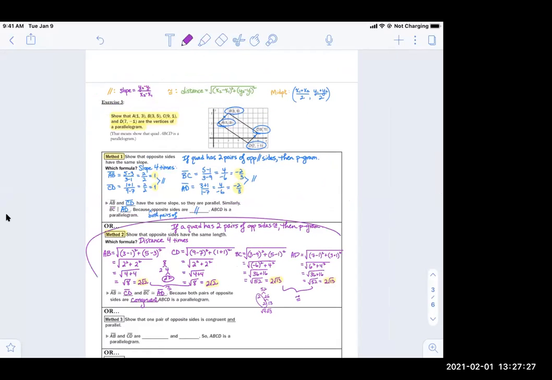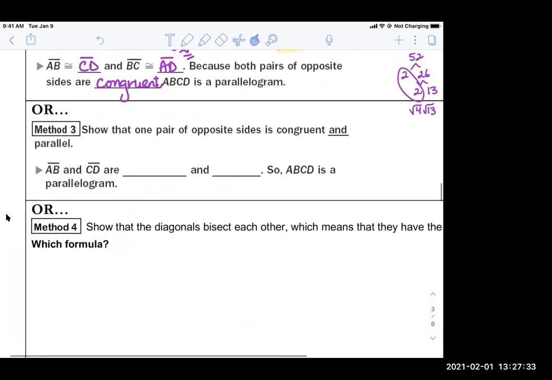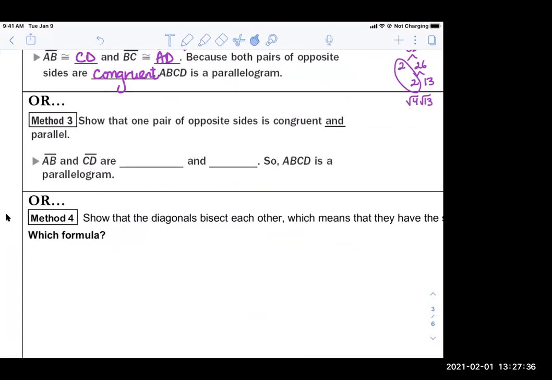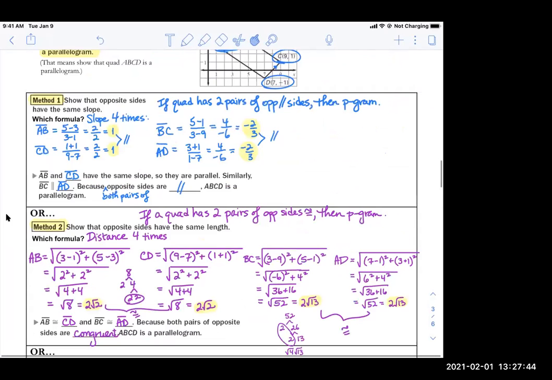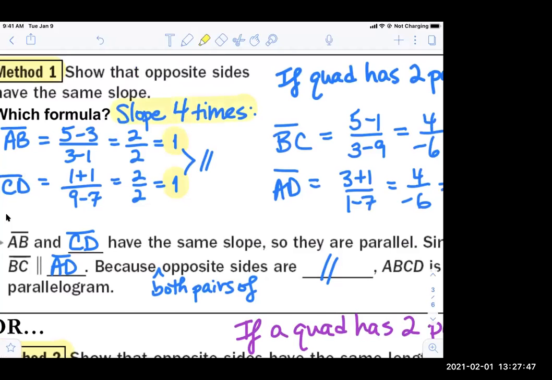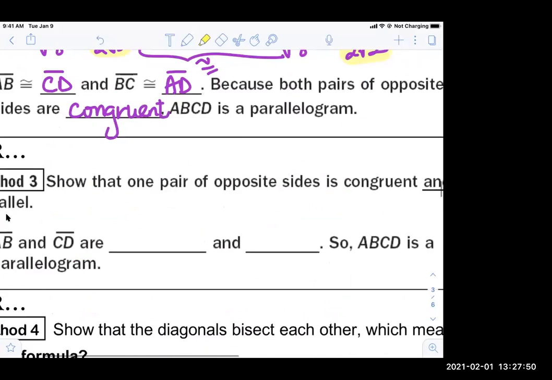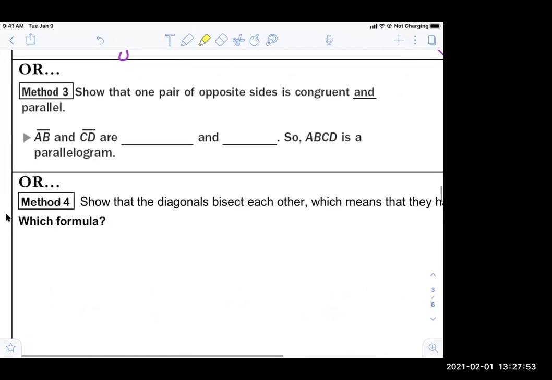Or if you do just this, that's a complete solution. Now, another option, remember that you can show that one pair of sides is congruent and parallel. So you could mix slopes and distances. Whereas up here, we had to do slope 4 times, and here we had to do distance 4 times. For this method, if you wanted to show one pair of sides as congruent and parallel, how many slopes and how many distances would you have to do? You can do 2 distances and 2 slopes.